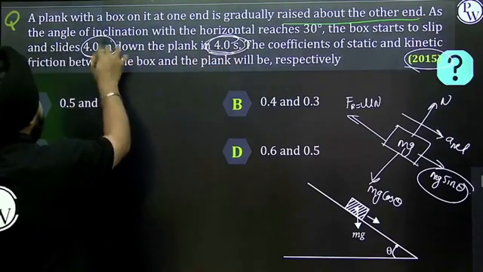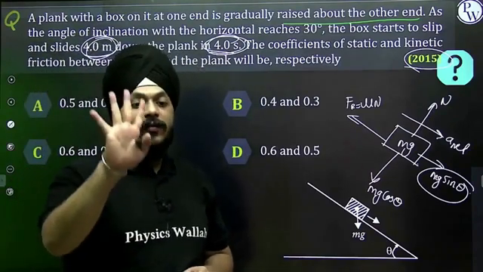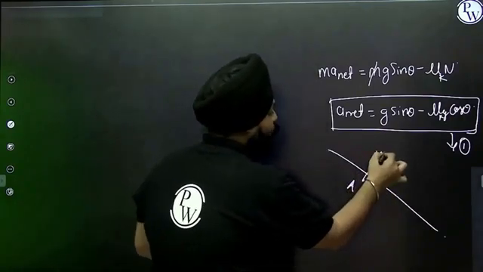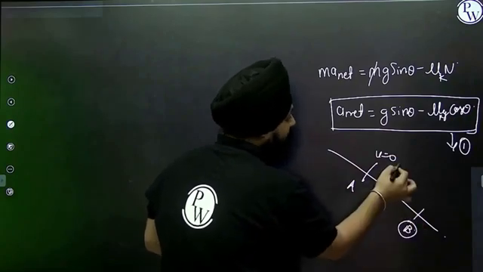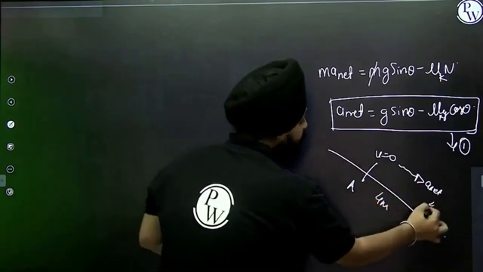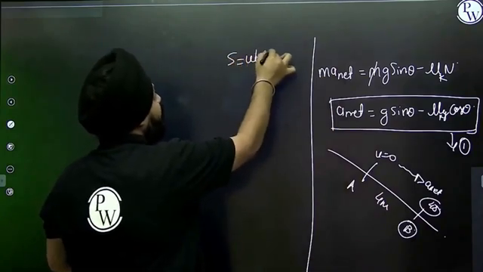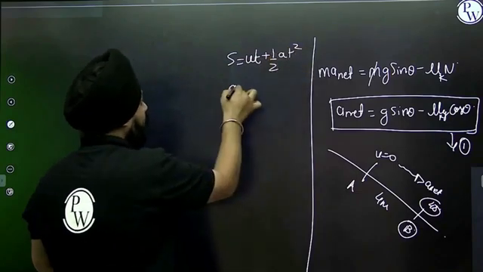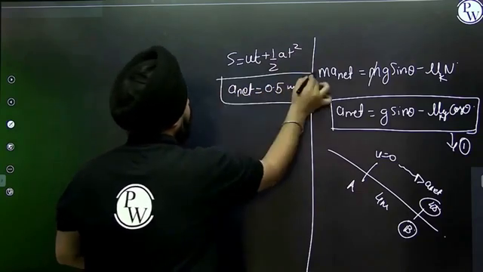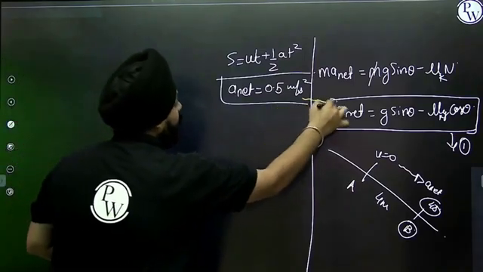Now, in 4 seconds it is traveling 4 meters. So suppose from position A, u is 0, it is reaching position B, moving down with the net acceleration. A 4 meter distance is traveled in 4 seconds of time interval. Acceleration is constant. Can I write s is equal to ut plus half at square? From here, the net acceleration we are getting is 0.5 meter per second square.